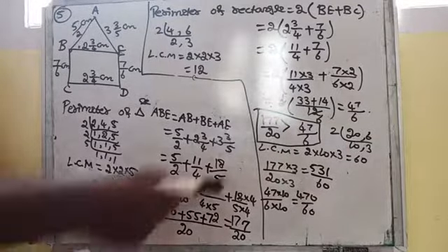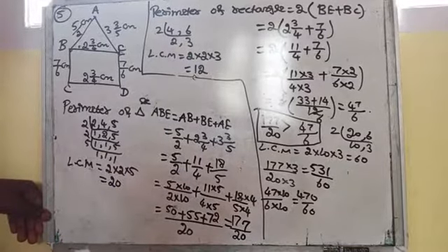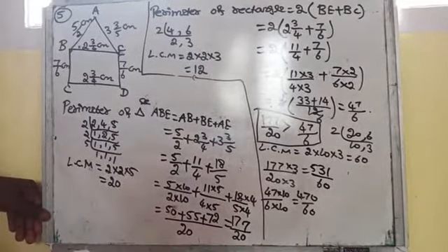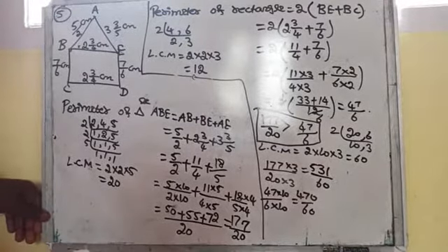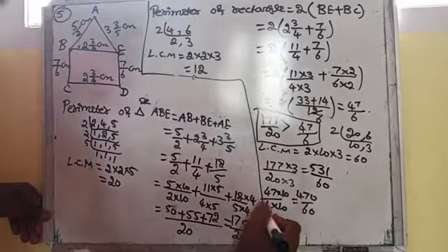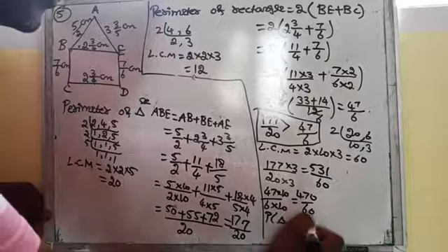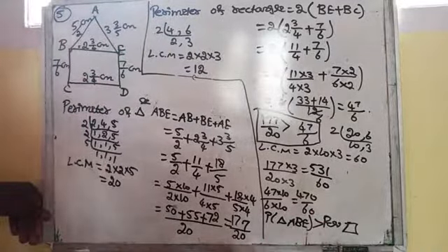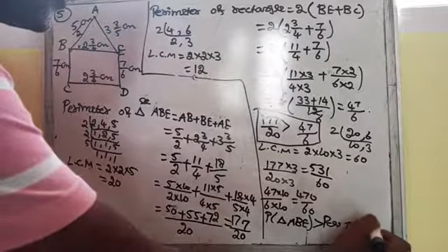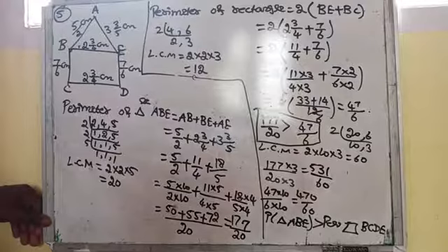So it is the perimeter of the triangle that is greater than the perimeter of the rectangle. Are you getting here? Perimeter of triangle ABE is greater than perimeter of rectangle BCDE. Are you getting here? Yes.